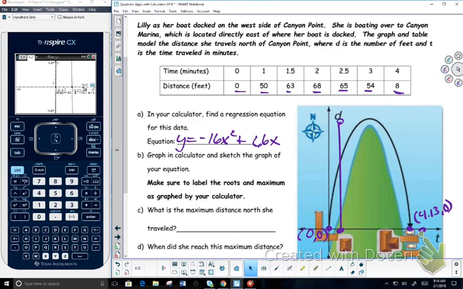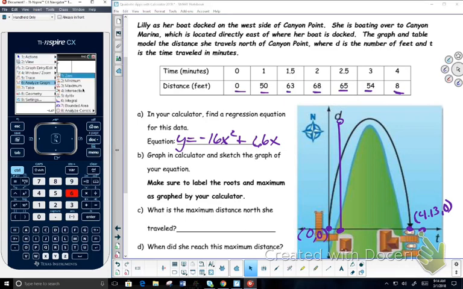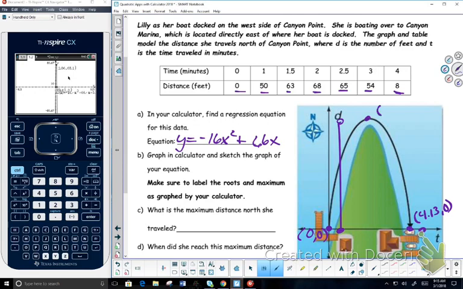So let's see, next we have, they ask us to label the maximum as well. So to find the maximum, you're going to hit Menu, Analyze Graph, and you're going to go with Maximum. We know the maximum is off our screen up above, so we want to click to the left of it, and then click to the right of it, and then it'll pop up showing what our maximum is. So we can come over here and label it as well.